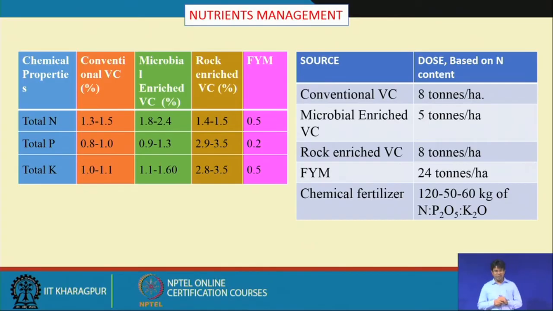Nutrient management. Like rice, wheat also requires nitrogen in a greater amount as compared to phosphorus and potash. The recommended dose for wheat is 120 kg nitrogen, 50 kg P2O5, and 60 kg K2O per hectare.